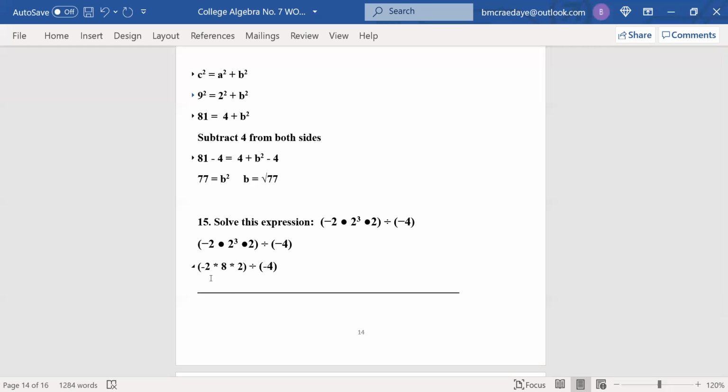Okay. So now -2 times 8 is what? -16. A minus times... 32. Yeah, so that's equal to 8 minus 32 divided by -4, which is equal to the number 8. 8, yeah. That's your answer. So the answer is 8. It's a +8. Okay. That's your answer for number 15.